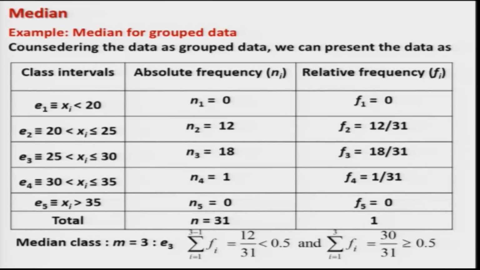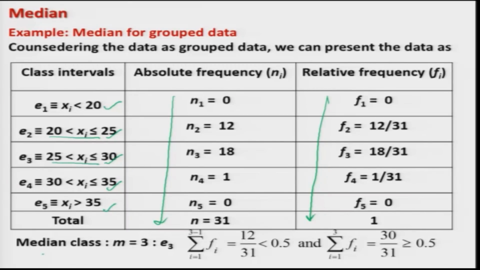This is how we compute the median in case of ungrouped data, considering the data to be of odd and even numbers. Similarly, if I consider this data as grouped data, then we create the frequency table. You can see I have already created the frequency table here. These are my class intervals of width 5 units, like 20 to 25, 25 to 30, and so on. In the second column I have found the absolute frequency, and in the third column I have computed the relative frequencies of all the classes.